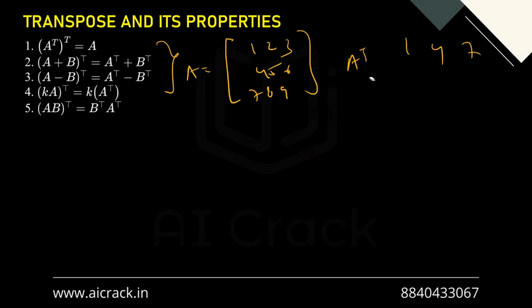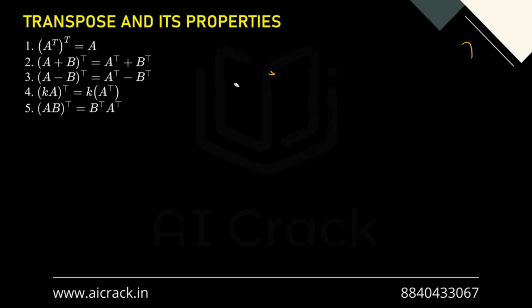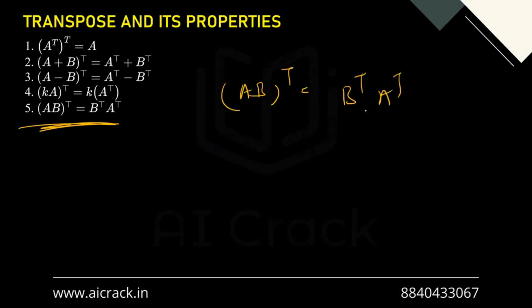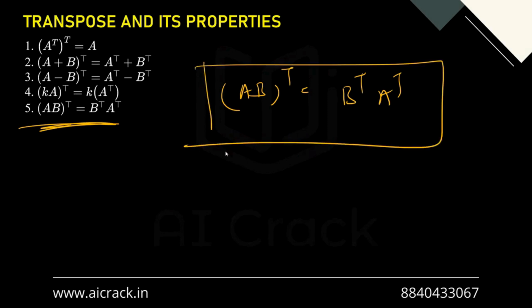The only important property for transpose is this one. AB transpose equals B transpose A transpose. You know that in a product the order matters. So we won't be writing A transpose B transpose. This is not correct. We have to write AB whole transpose equals B transpose A transpose whenever we have to expand it. Okay. So this is the most important property of transpose.